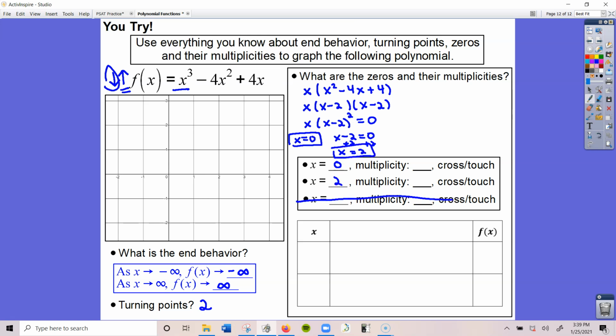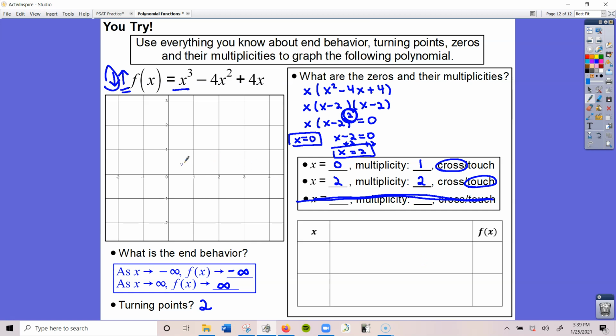And I actually don't have a third one here. So x is equal to 0, no exponent. Multiplicity is 1. So that means it's going to cross the x-axis at that point. At x is equal to 2, the multiplicity here is that exponent, which is 2. So that means it will touch the x-axis. So now let's do this without the chart, and then I'll verify our answer using the chart.